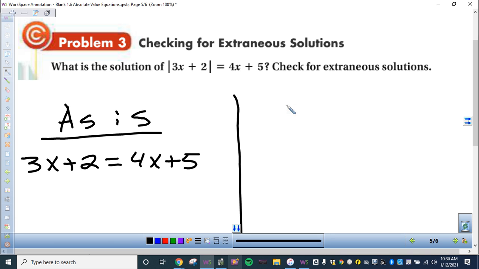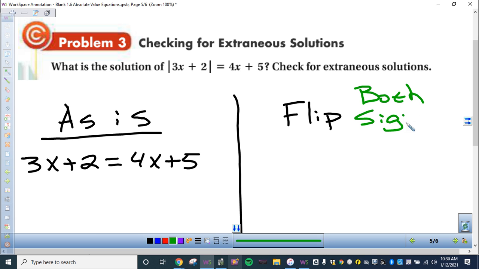Second equation, we're going to flip. Now notice I'm going to add something to my flip in the hopes that you guys will not screw this up. We're going to say flip both signs. Okay, so we're going to flip both signs now. So it's going to be negative 4x plus 5.